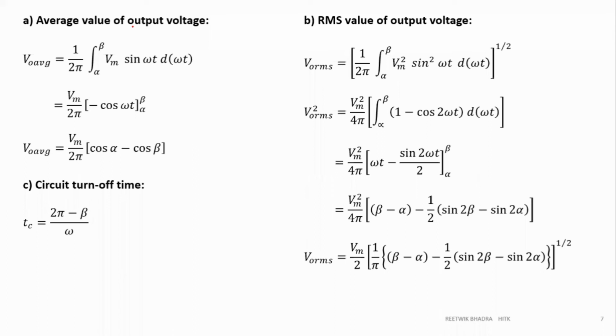So the factor is 1 by 2 pi. Then you do your integration. Again, you see sine omega t gives minus cos omega t. Put the limits and get your value. Okay.